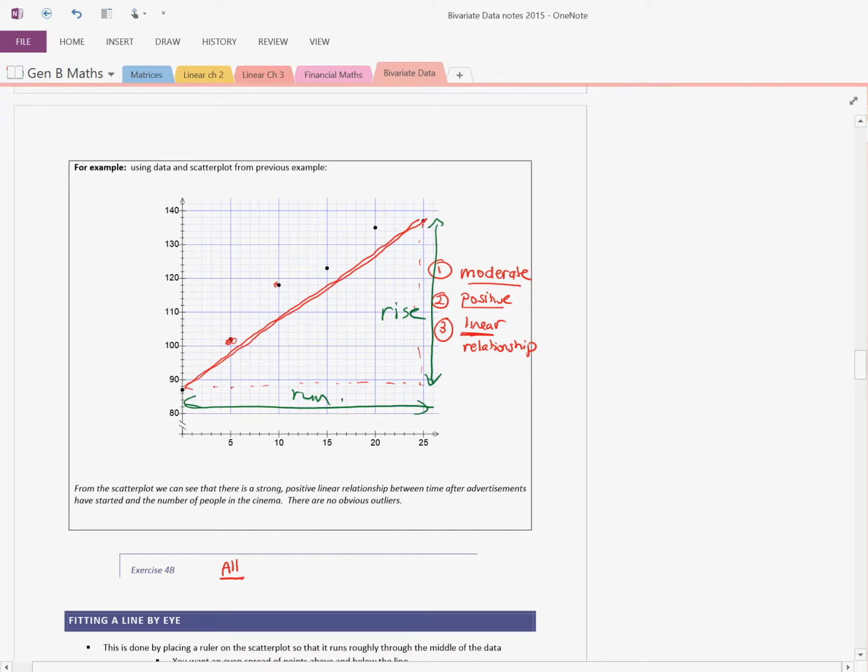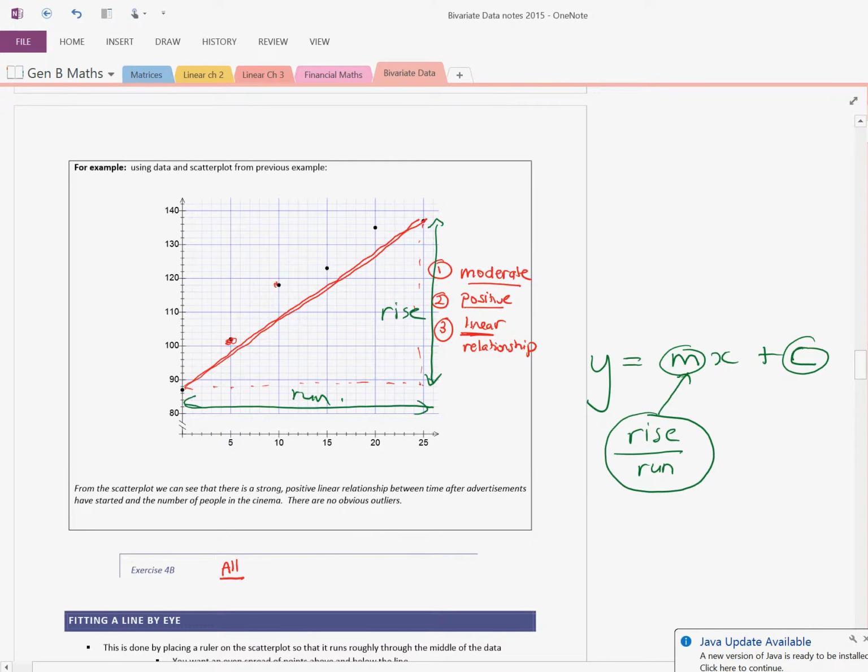Now, in order to find an equation of a line, what do you need? Isn't this the equation of a line? Is that right? Now, if that's the equation of a line, what does rise over run give you? It gives you the gradient. Now, we need two things though, don't we? We need rise over run, and that's going to give me the gradient. But we need to also know C. So we need a point on that line as well.